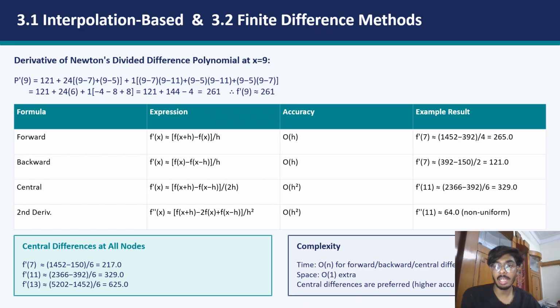And we have respective example results: f dash of 7 is approximately 265 for forward difference, f dash of 7 for backward difference is 121, central difference for f dash of 11 is around 329, and f double dash of 11 for the second difference is 64, which is non-uniform. The time complexity for forward, backward, and central difference is order of n, and space complexity is order of 1.